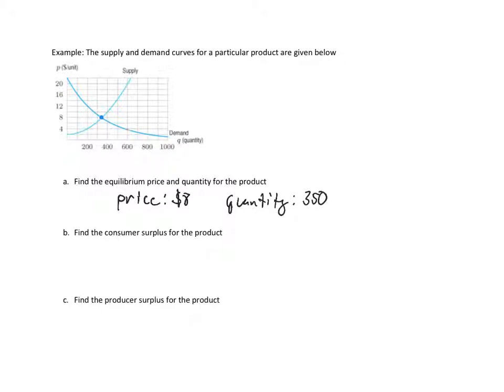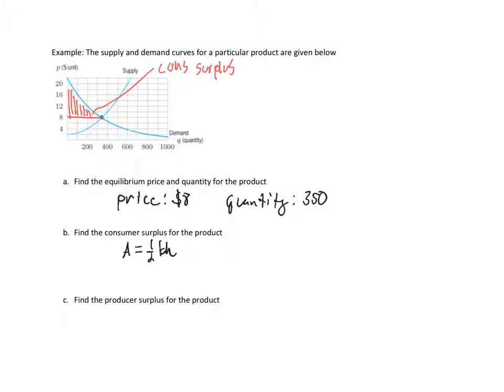So we want to compute consumer surplus. In other words, if we draw a line to our equilibrium point, this area here will represent consumer surplus. So we're trying to find that area. Notice that area is approximately a triangle. Area equals 1/2 base times height. So we need to figure out what the base of that triangle is and what the height of that triangle is.